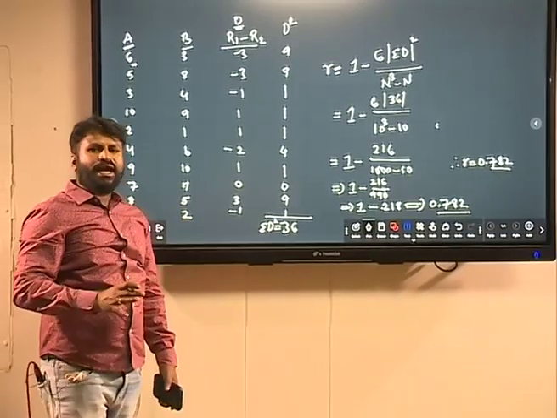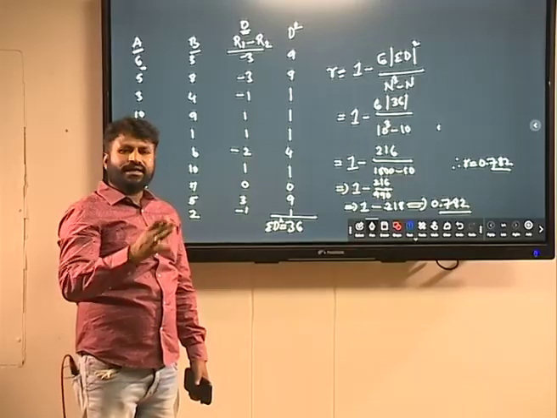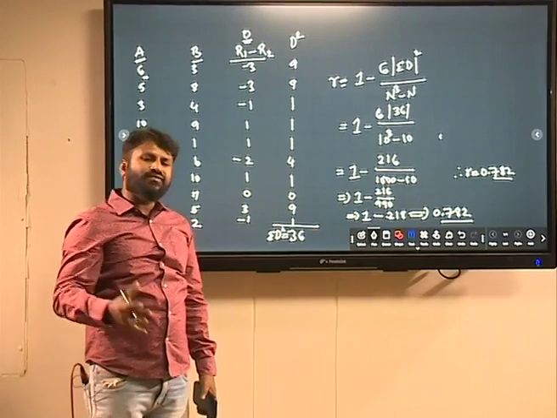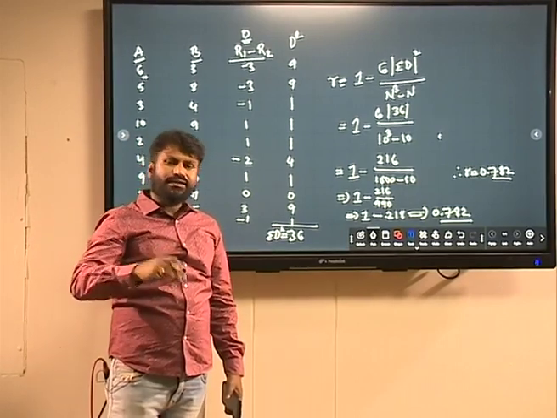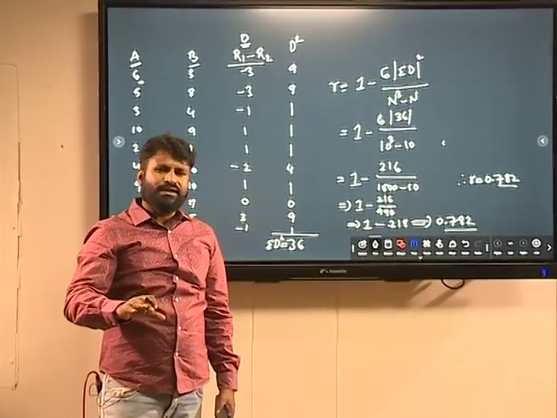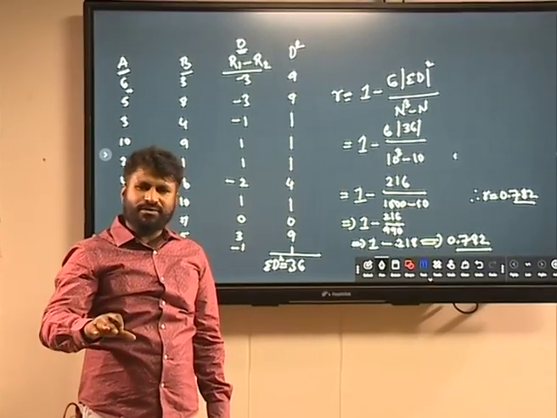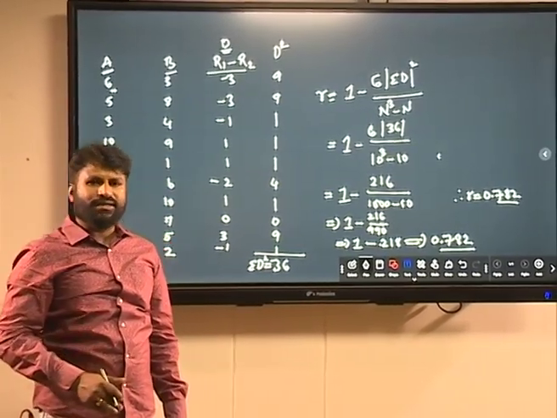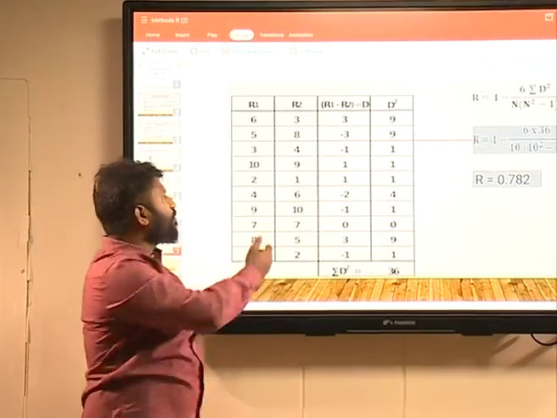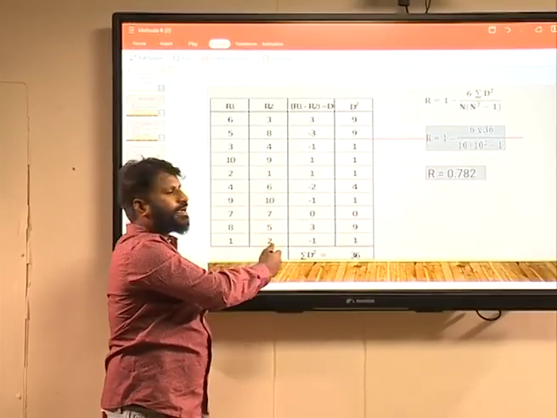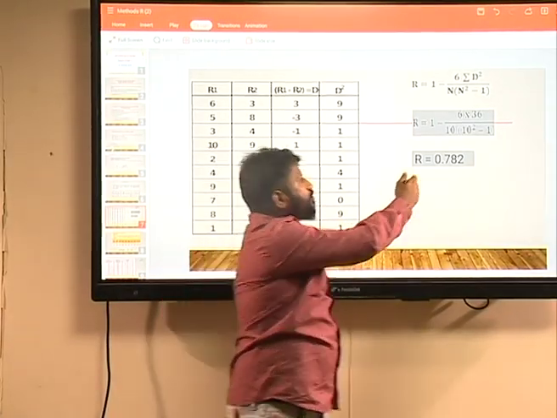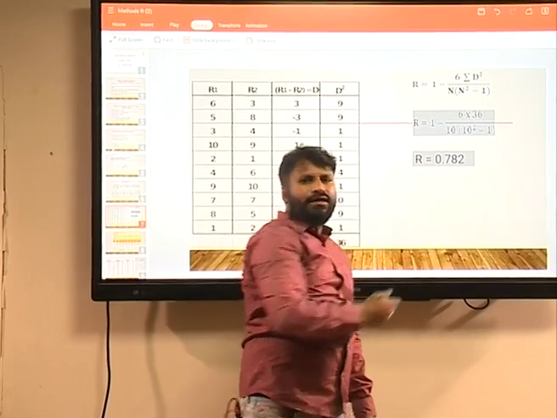So in this problem what I have explained, when they give ranks directly, this is the way to calculate the correlation. Now the second method we are going to discuss. Instead of giving the ranks, if the data series of the two variables is given, how to calculate the correlation. Previously I took ranks 1 and ranks 2, calculated the difference, squared the difference, and substituted in the formula, so I get the correlation value.